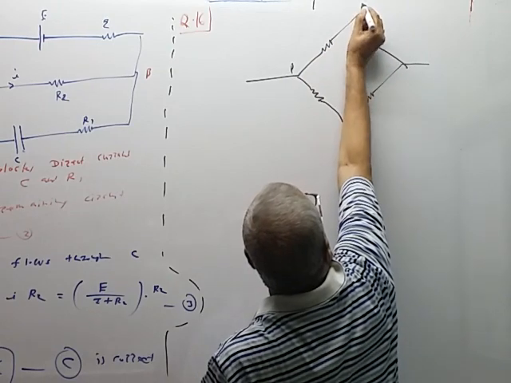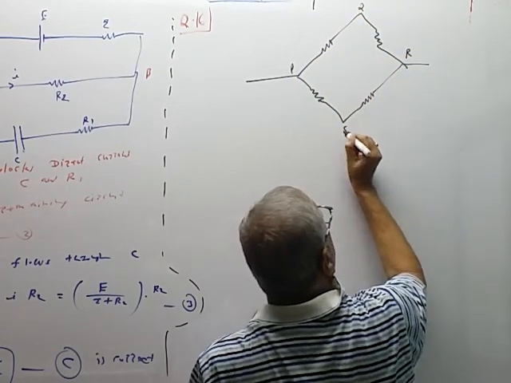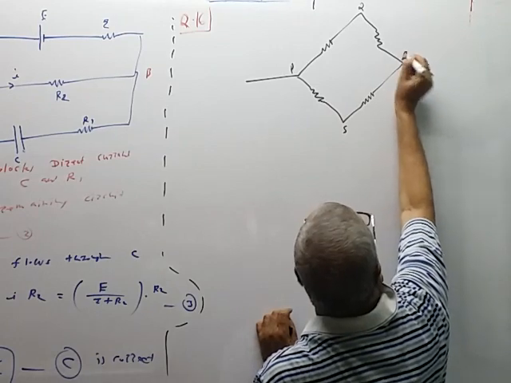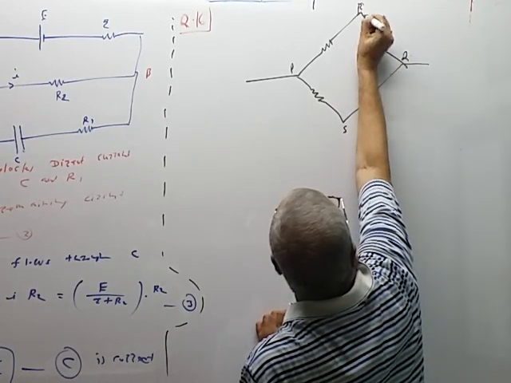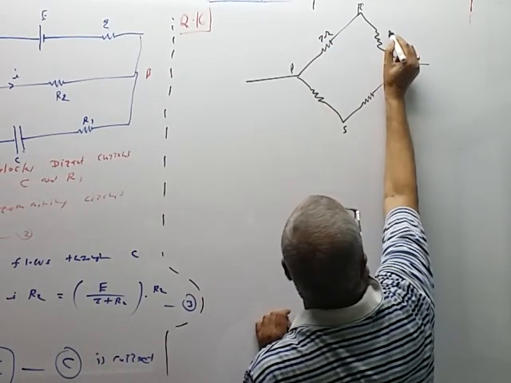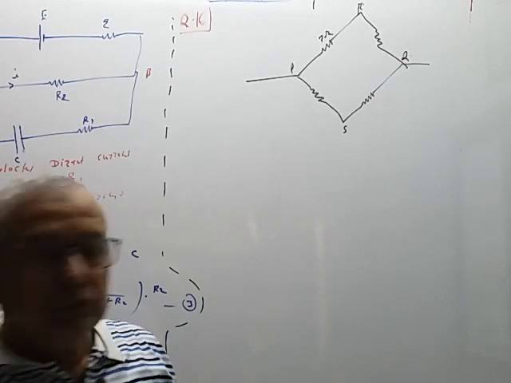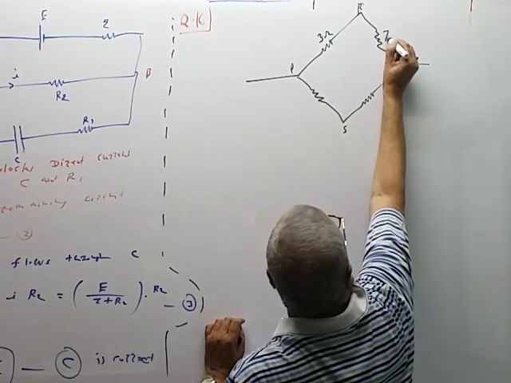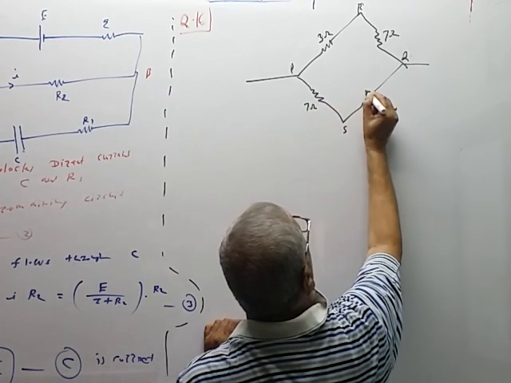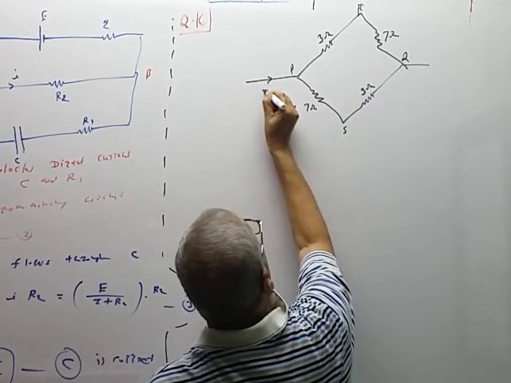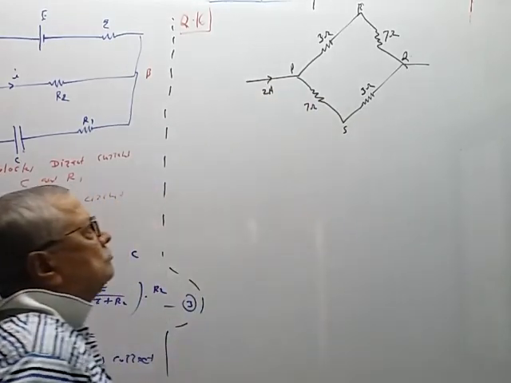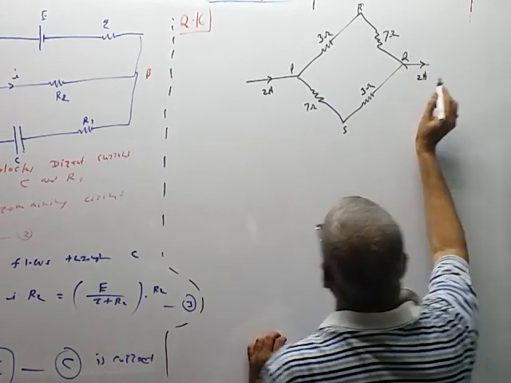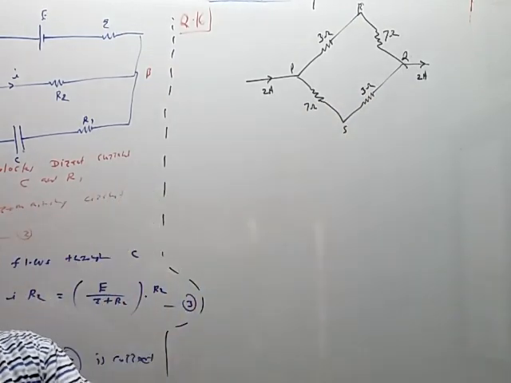P, Q, R, S. Sorry, this is Q, this is R, this is the 7 ohm, sorry, this is 3 ohm, 7 ohm, 3 ohm, and this current is 2 ampere. So I will denote this by R.